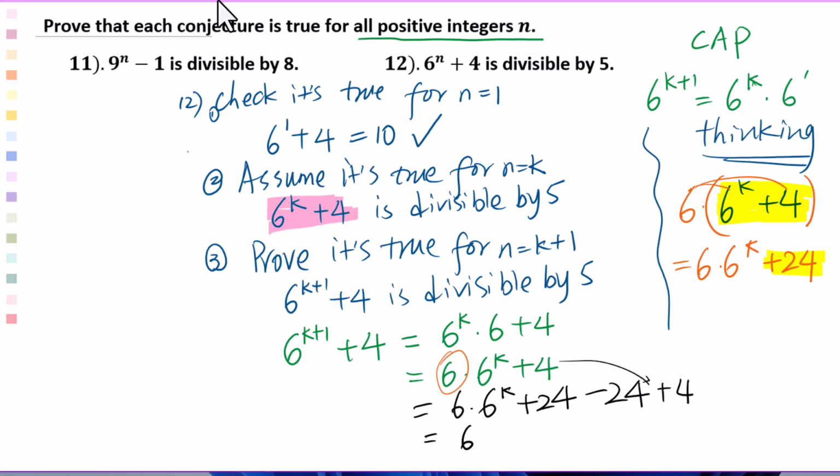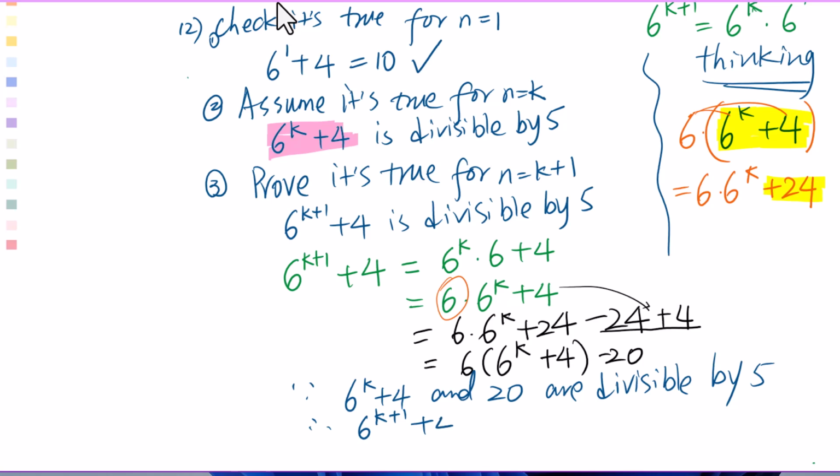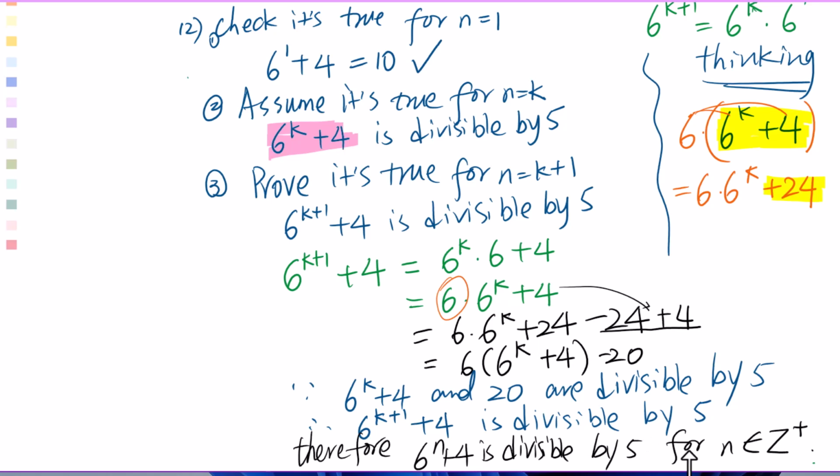We will take this 6 out so that we can create 6 to the kth power plus 4. Combine like terms, minus 20. Because 6 to the kth power plus 4 and 20 are both divisible by 5, 6 to the k plus 1th power plus 4 is divisible by 5. Therefore, 6 to the nth power plus 4 is divisible by 5 for n is positive integers.